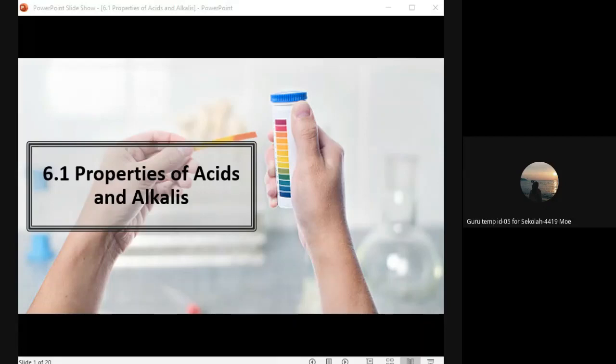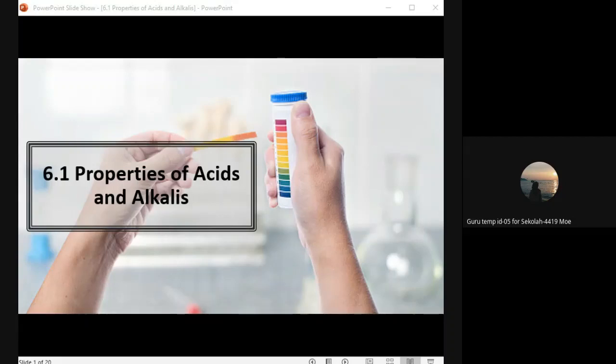So for today's class, we are going to look at new chapter 6, acids and alkalis. Okay, so it is pronounced as alkalis. In Malay we call it as alkali. So with the first topic, properties of acids and alkalis.